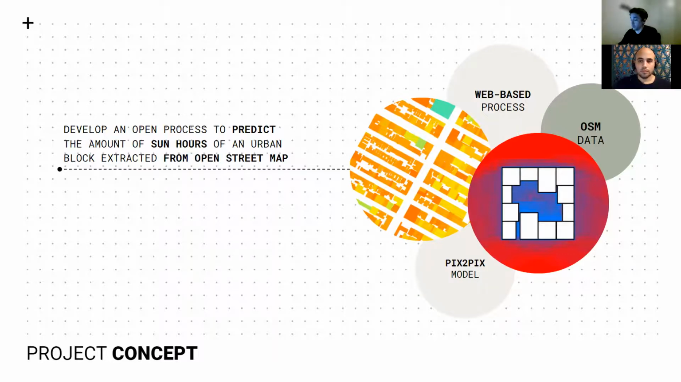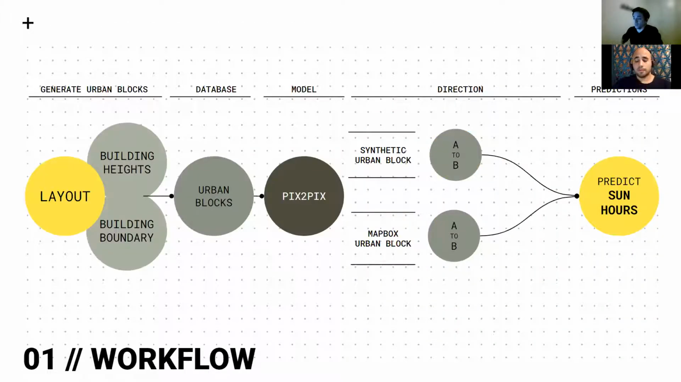a pix-to-pix model. The workflow that we created is, first, we created a synthetic urban block using Grasshopper that allows us to create different scenarios of urban blocks. Then we encode not just the geometric information, but also the heights of the building into an image. And then we also use Ladybug to predict the amount of sun hours that the surface of the ground will have received. We then feed this information into pix-to-pix.